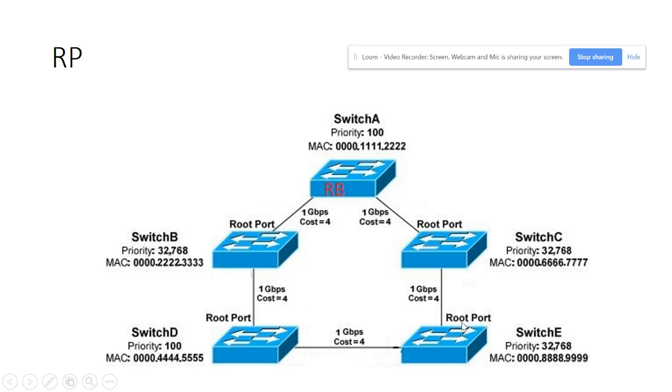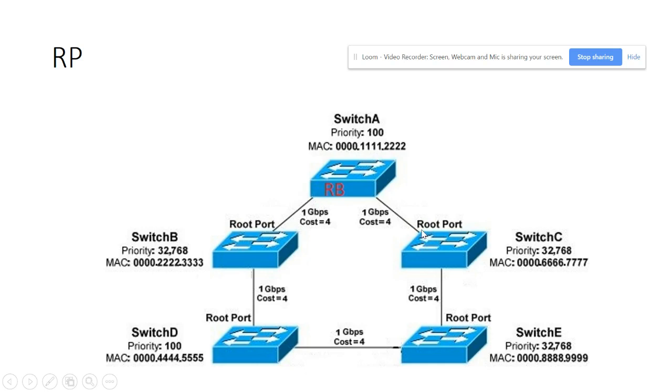Now switch E, again the cost to this way is 4 plus 4, 8, and cost to this way is 4 plus 4 plus 4, that is 12. So this path is the lower cost. So the port that is attached to this path is the root port.